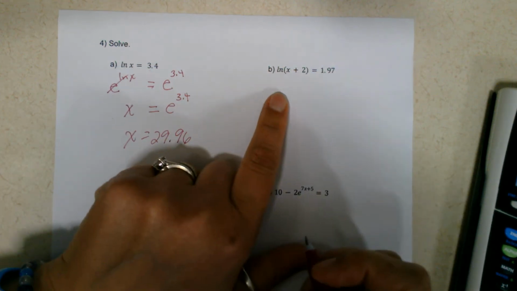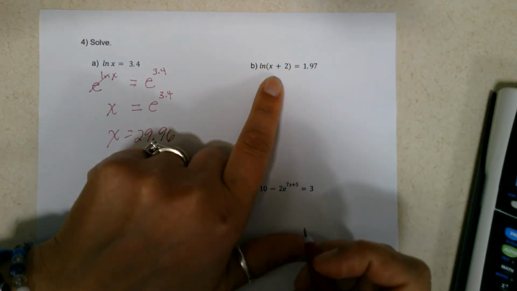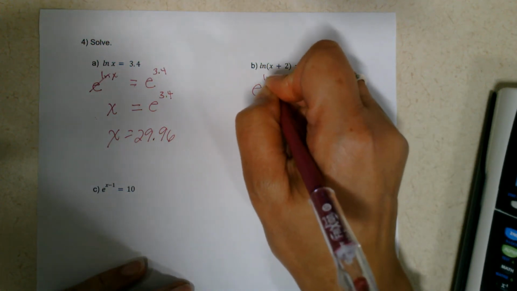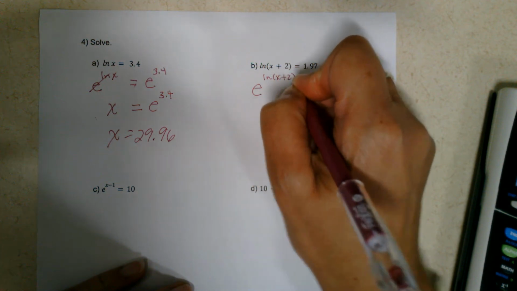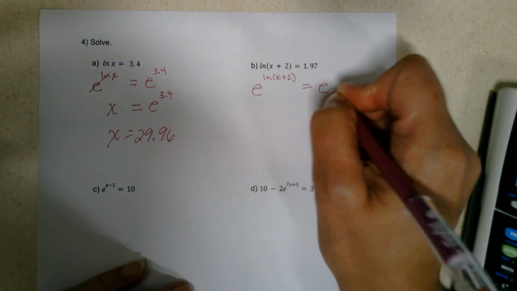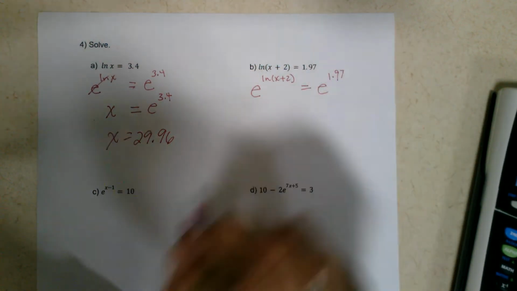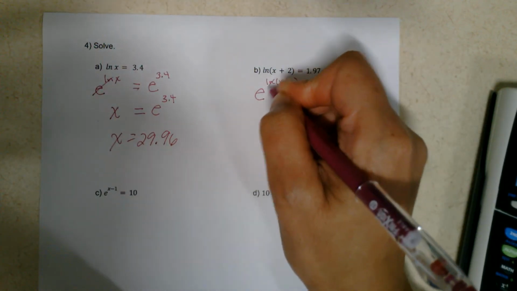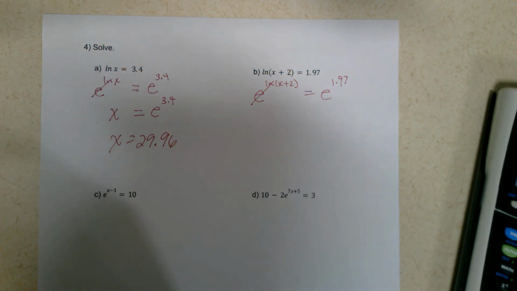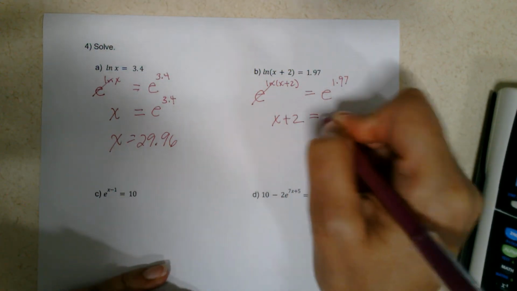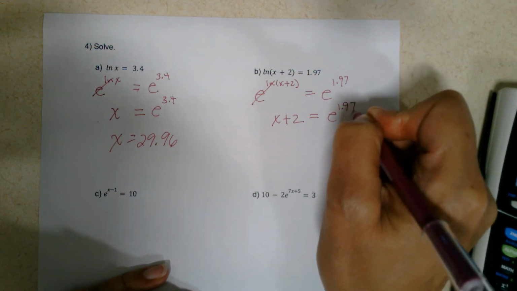All right, part B. Again, we have to solve. We have natural log of x plus 2 equals 1.97. So everybody, e gets raised to the natural log of x plus 2. And the 1.97, e gets raised to 1.97. We do that so that we can cross out the e and the ln because they're inverses. I'm left with x plus 2 equals e to the 1.97.